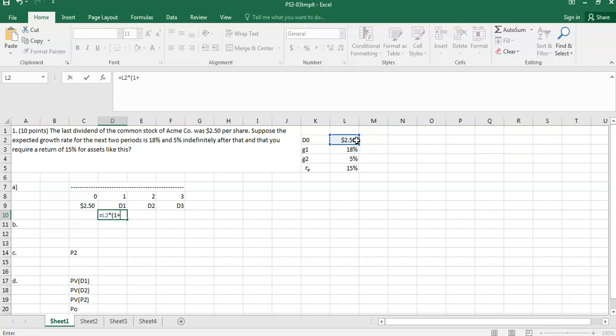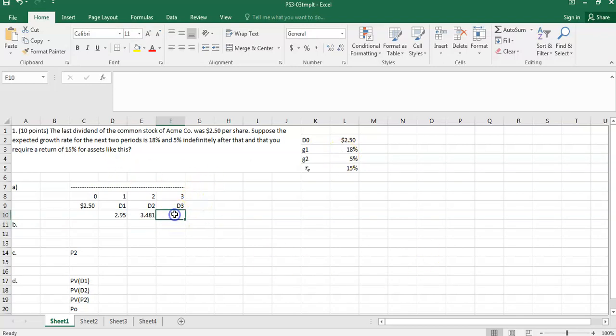So here I'm going to say 1 plus my first growth rate, which is this 18%. There's an implied power of 1 here. What do I get? I get a dividend of $2.95. The same thing then for D2, where I can do one of two things. I could grow D0 2 periods, or I could take D1 and grow it 1 period. So I'm going to multiply this by 1 plus my growth rate here. All right, and again, there's an implied power of 1 there. And now I've got my dividend in period 2.